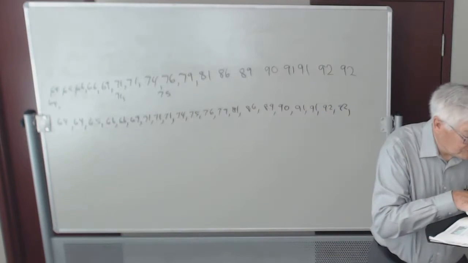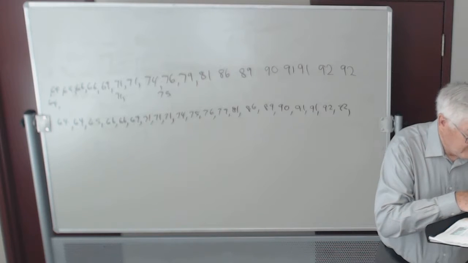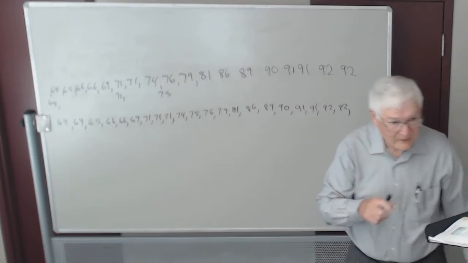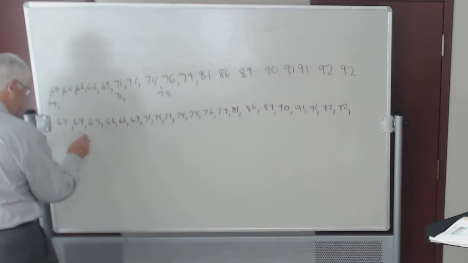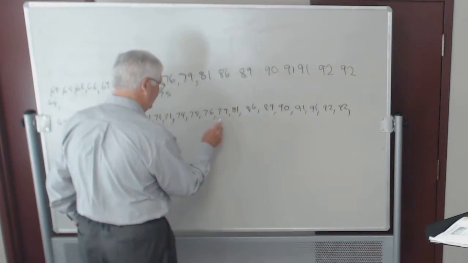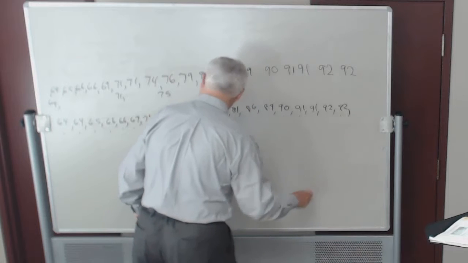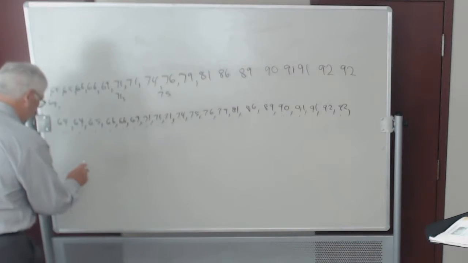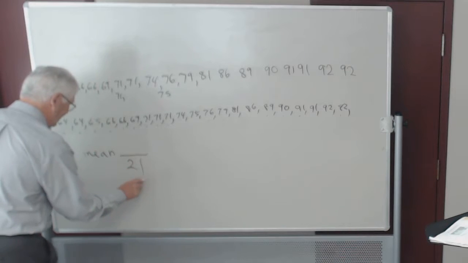How many temperatures are listed there? 1, 2, 3, 4, 5, 6, 7 times 3, so that's 21 temperatures. Do I have 21 here? 1, 2, 3, 4, 5, 6, 7, 8, 9, 10, 11, 12, 13, 14, 15, 16, 17, 18, 19, 20, 21. Good. So when I want the mean, I'm going to have something divided by 21.